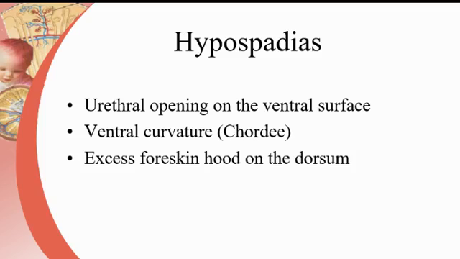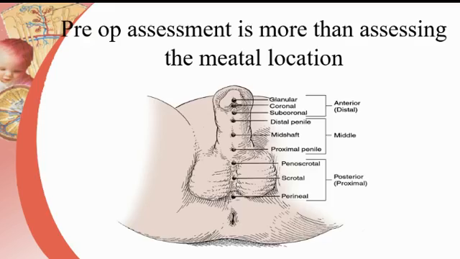So hypospadias, we all know, is made of three components. The urethral opening is on the ventral surface, and there is ventral curvature known as chordae, and there is excess foreskin hood on the dorsum. The preoperative assessment is more than assessing the meatal location. We all know hypospadias is classified into three types: distal, midshaft, and proximal hypospadias.